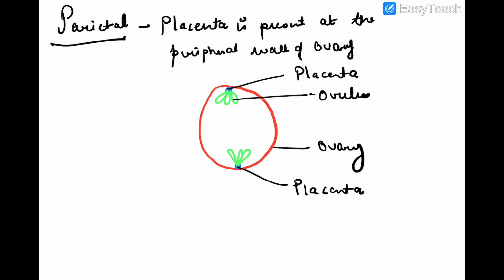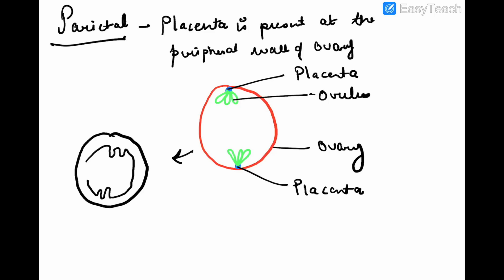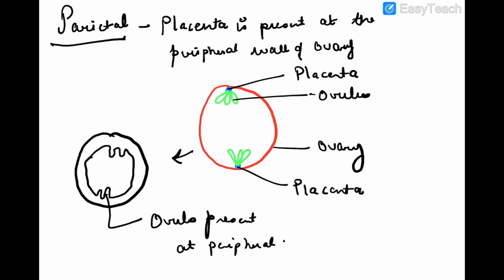You can also draw this diagram in simpler manner which is given in NCERT, which is this diagram can also be drawn. See, here the placenta is present at the peripheral walls. So these are the ovules present at peripheral walls.